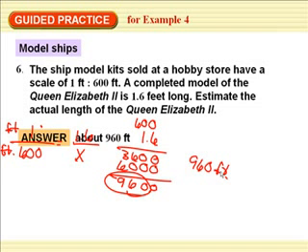Alright, so you're setting up proportions, you're solving them, especially those examples with the distributive property. Make sure you write all your work. Make sure you're very careful with your signs.